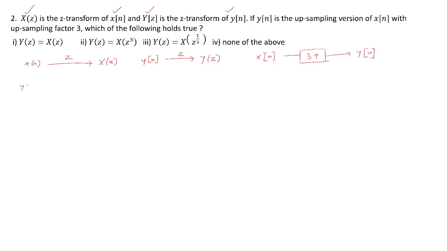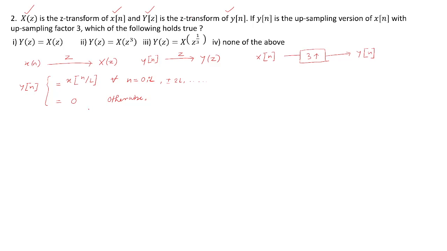That means yn is going to be x n over L for n equal to 0, plus minus L, plus minus 2L, like that. Basically it means multiples of L. It has a value of x n over L and it is 0 otherwise.